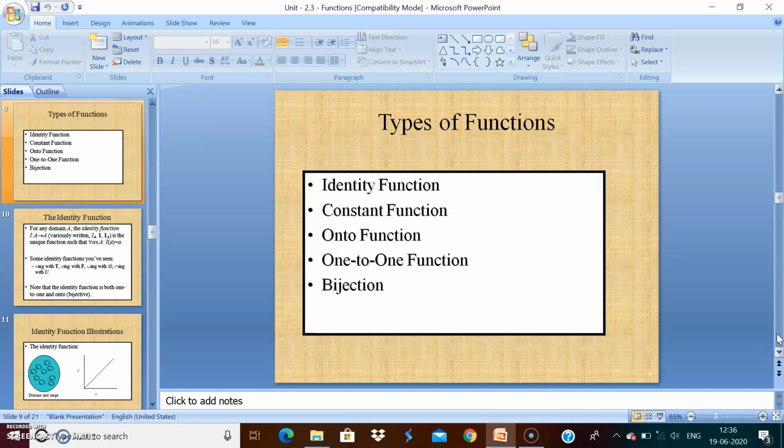Next are the types of functions: identity function, constant function, onto function which is a surjection, one-to-one function which is an injection, and the last one, the bijection.